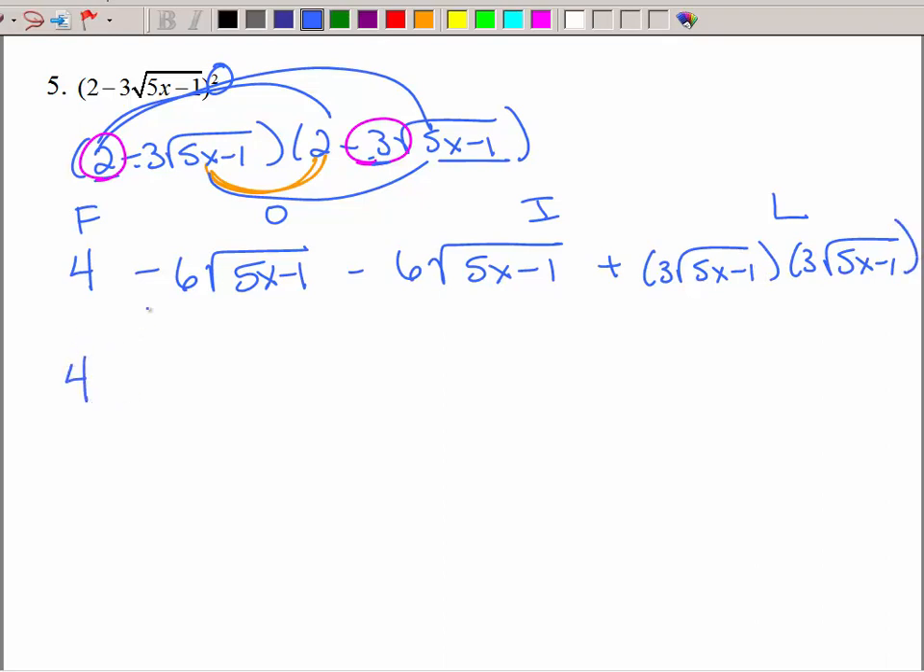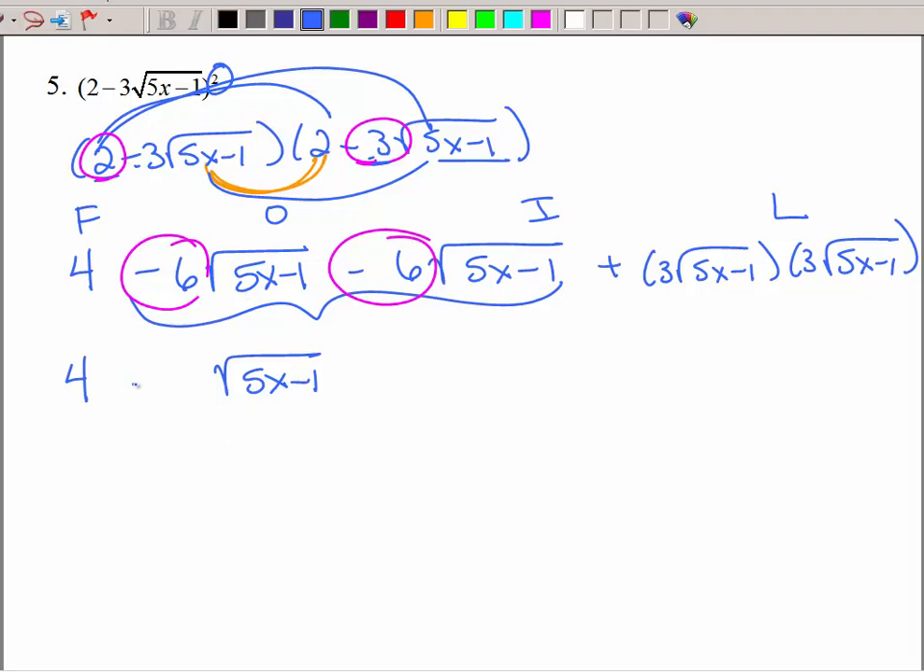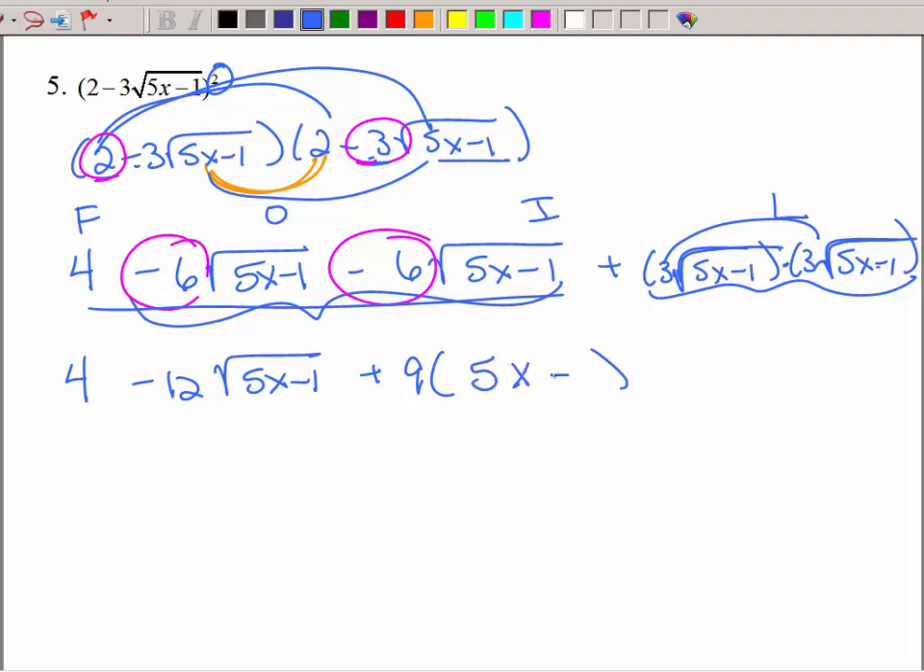Okay, I'm going to keep the 4. When you square a binomial, those middle terms are always going to be alike. So we have the same radical, and we add their coefficients, so that's negative 12. So that takes care of all of that. Now, what's this? We're multiplying. 3 times 3 is 9. Then the square root of 5x minus 1 times the square root of 5x minus 1. When you multiply the same square roots, the square roots go away, and you just have 5x minus 1.